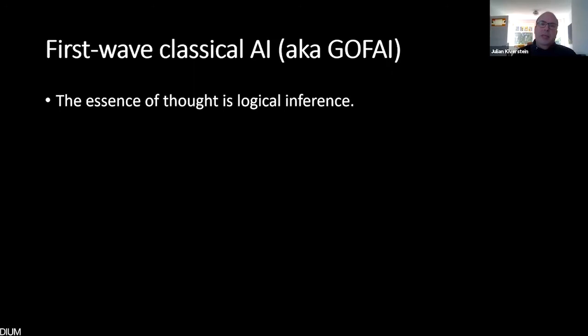But I want to start from, or go back to, Dreyfus's critique of AI, which was focused on first wave classical AI, what's sometimes called good old fashioned AI. And the idea here was that the essence of human thinking is logical inference. So what computers can do is provide you with a mechanical means of carrying out logical inferences. And so the thought was that computation could thereby give us the ingredients necessary for mechanizing thoughts, because computers are just logical inference machines. So whatever computers are doing, it was thought, they could be programmed to do exactly what humans do when they think.